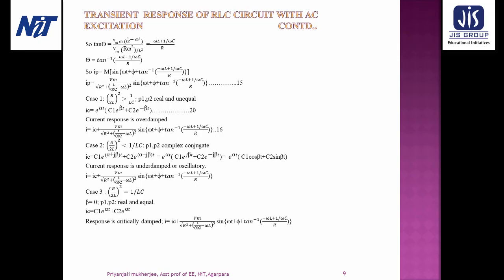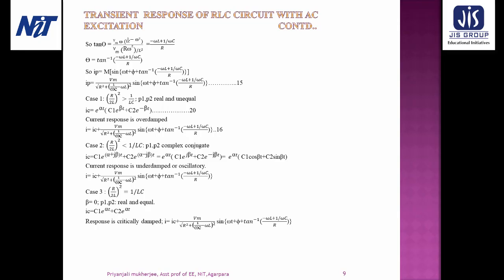And for the last case, when (R/2L)² is equal to 1/LC, then the I_C part becomes C1 into e to the power αt plus C2 into e to the power αt, and both the poles are real and equal. The overall current response becomes this I_C part, which is the transient part, C1 e to the power αt plus C2 e to the power αt, plus the I_P part, and the I_P part is again the same because it is a steady state part, and the response is critically damped.